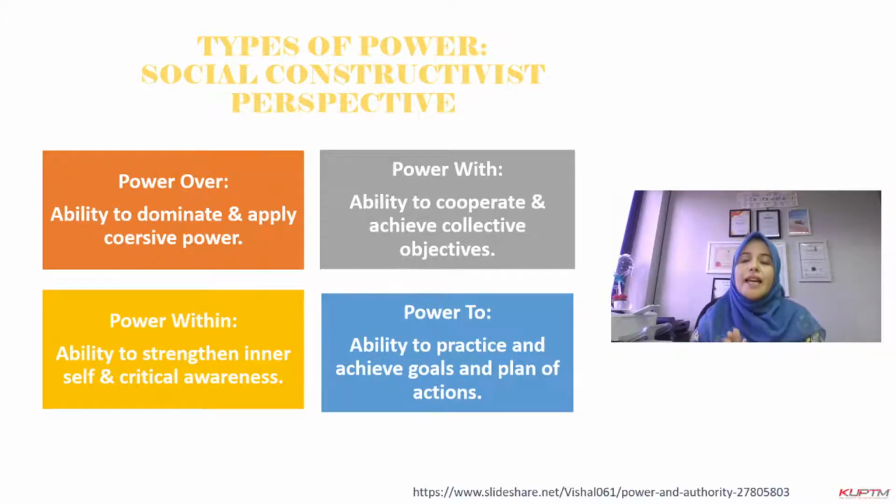Then we have another one, power to, the ability to practice and achieve goals and plans of action. Sometimes we know theory, we can speak very well, but how to walk the talk, how to actually do what we say, is very important, and we need another power called power to. Some people know how to speak a lot and ask people to do this and that, but when it comes to them, they are unable to do so. So power to is very important in order to transfer theory, whatever we say, to action and to reality.